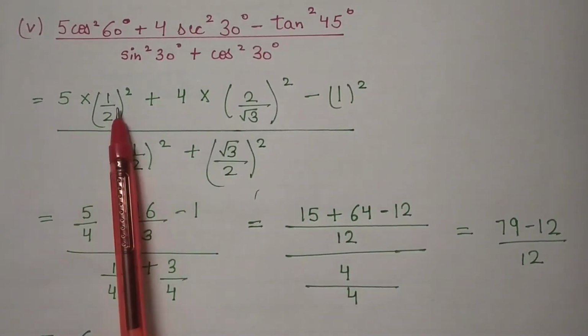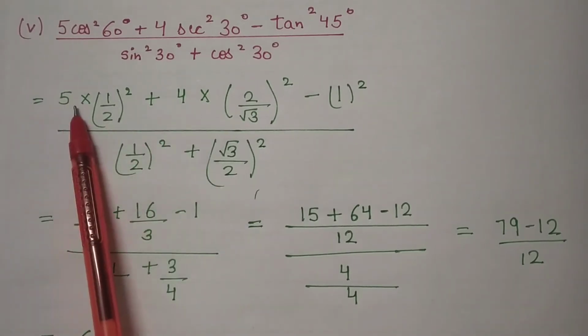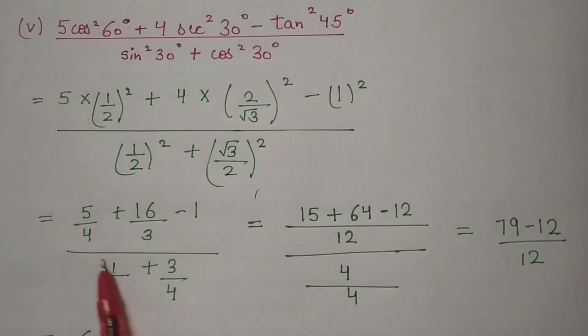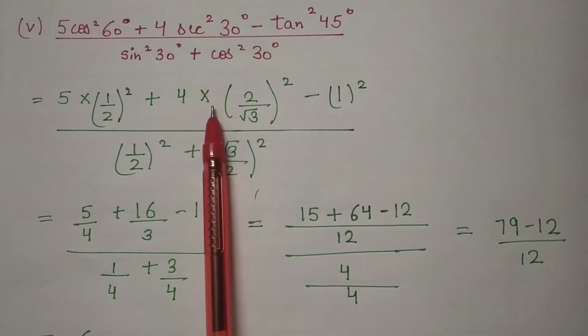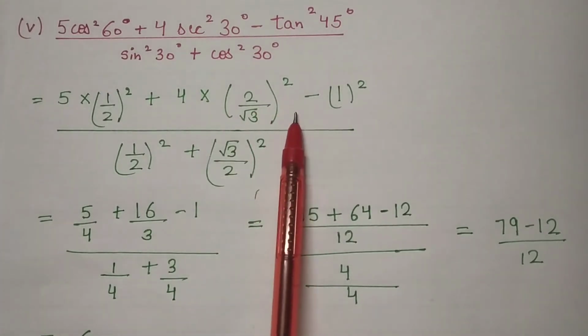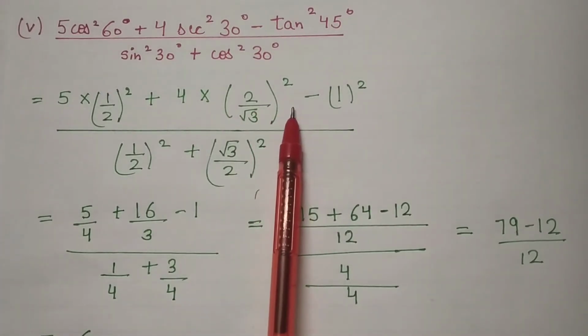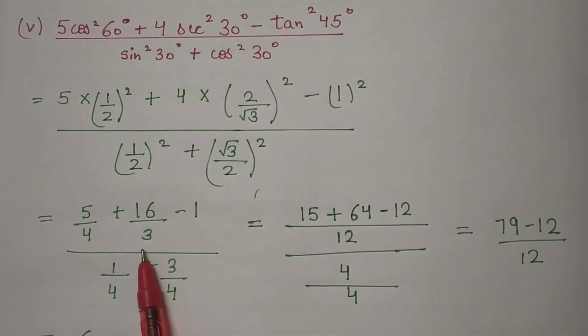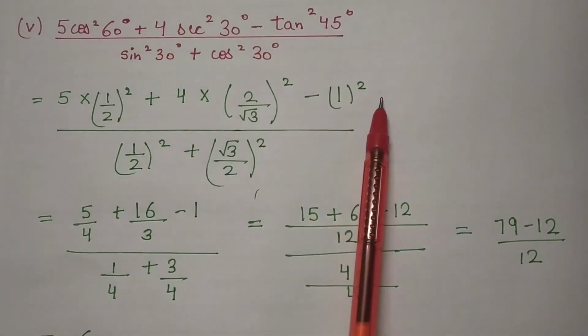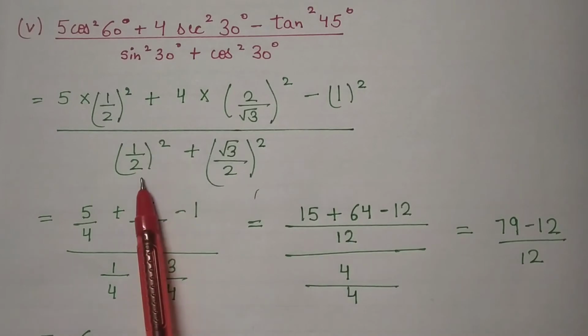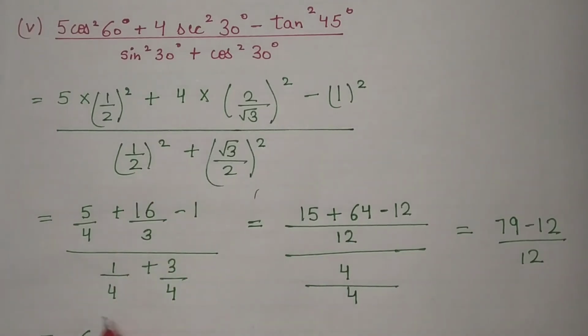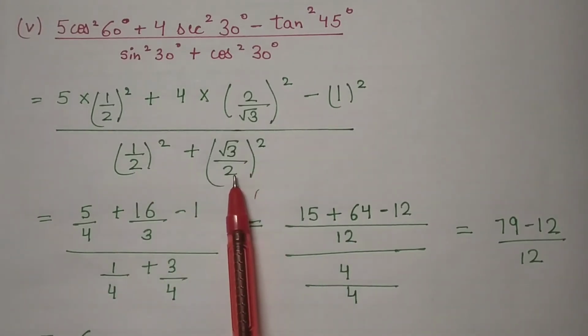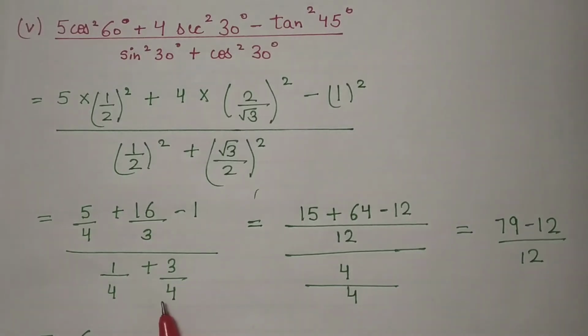Now multiply: 5 multiply 1 by 4 is 5 by 4. 4 multiply 2 by root 3 multiply 2 by root 3 is what? 16 by 3, minus 1 multiply 1 is 1. 1 by 2 multiply 1 by 2 is 1 by 4. Root 3 by 2 multiply root 3 by 2 is 3 by 4. Now taking the LCM. The LCM of 4 and 3 is 12.